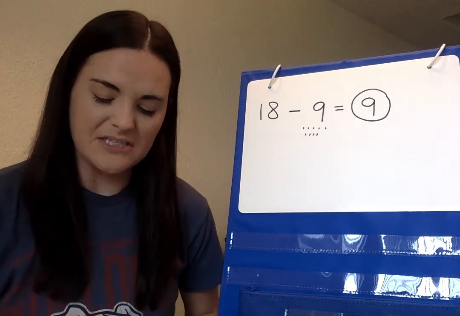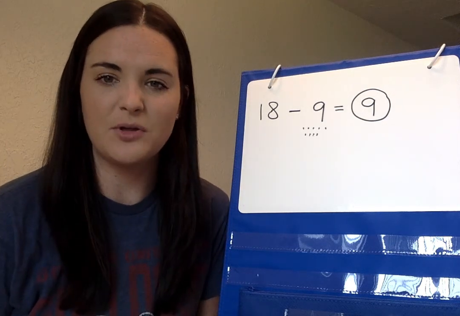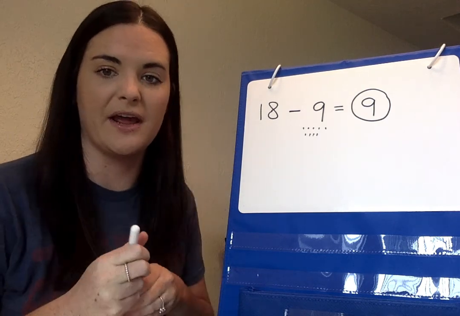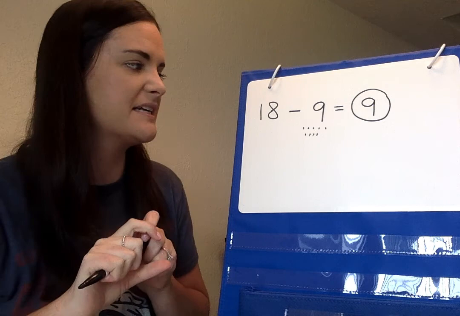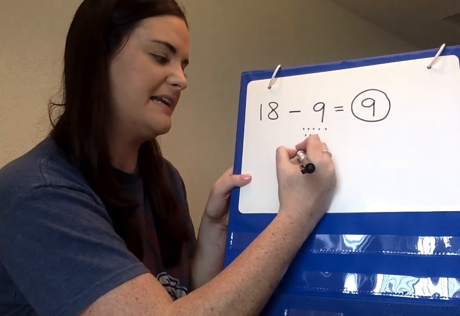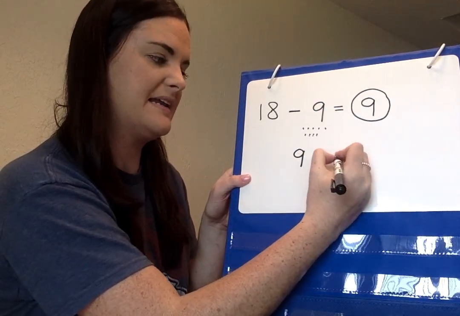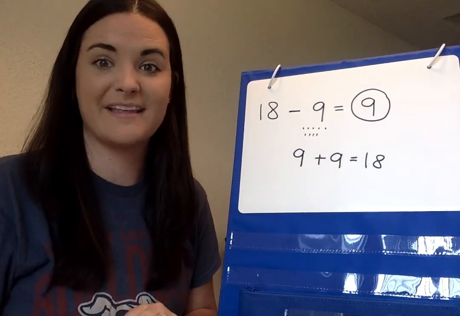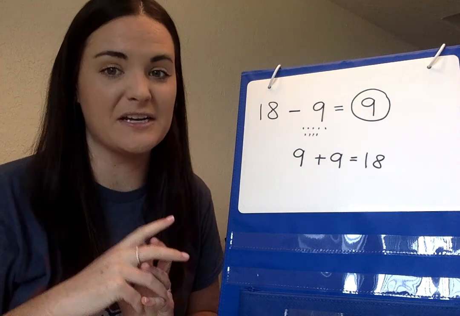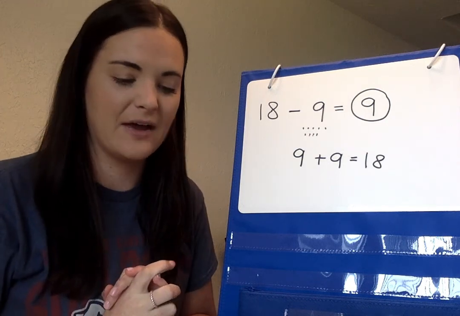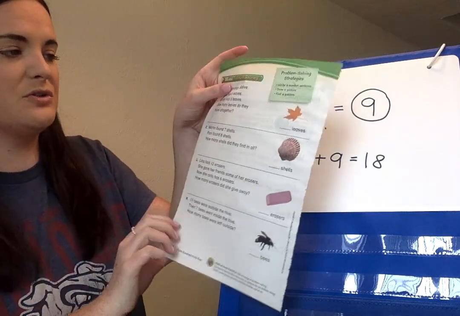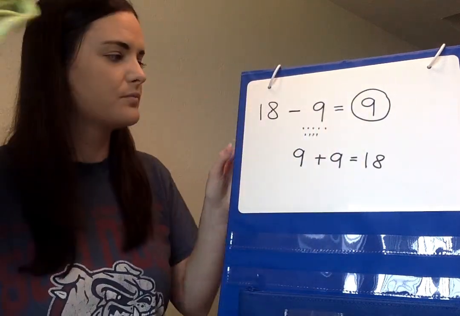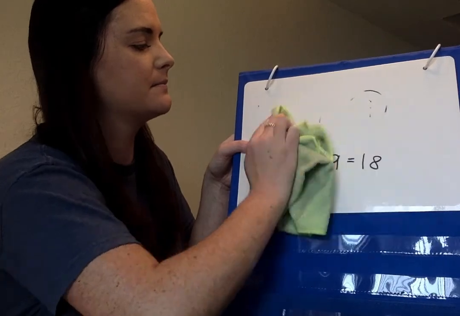Now, let's check. Is our answer reasonable? One way to check is we can make an addition sentence. Does 9 plus 9 equal 18? Yes, so our answer is correct. Okay, now let's move on to the back. Number 1. Nice job following along.